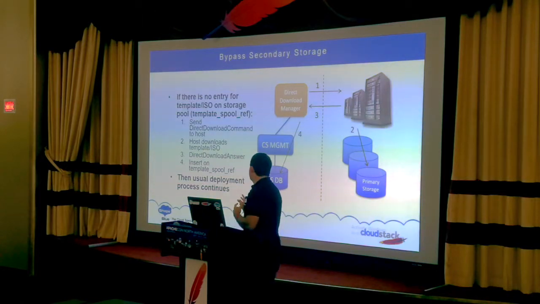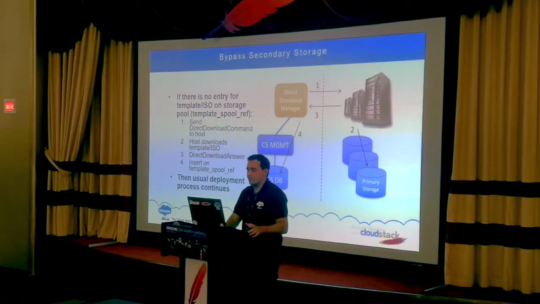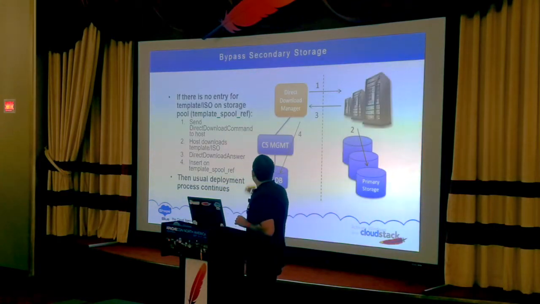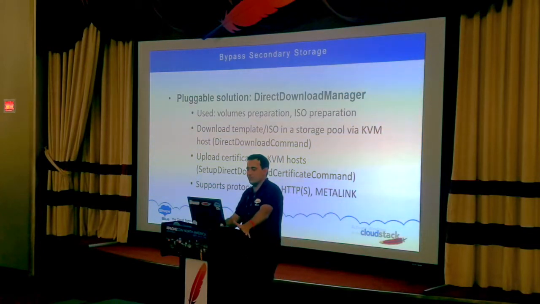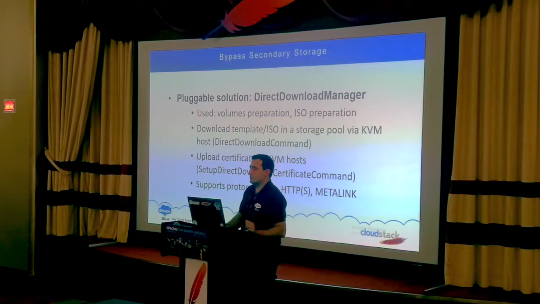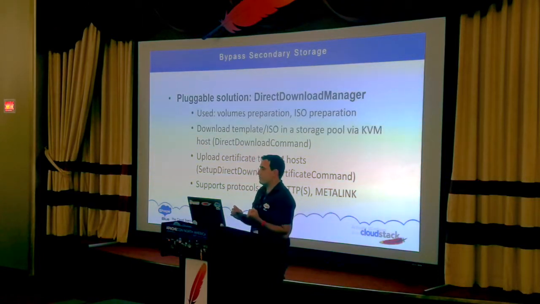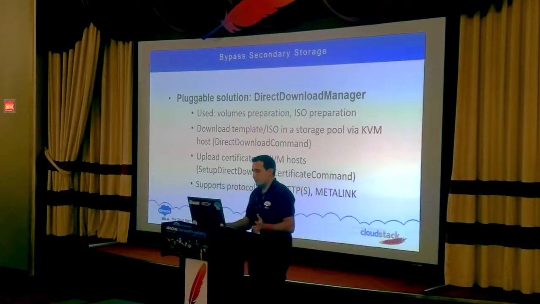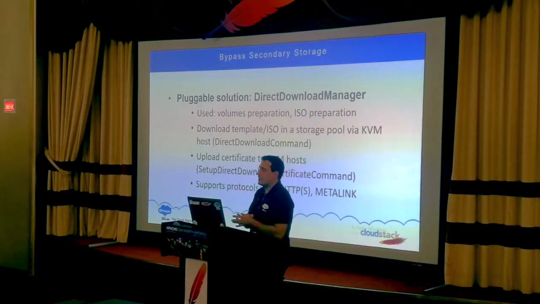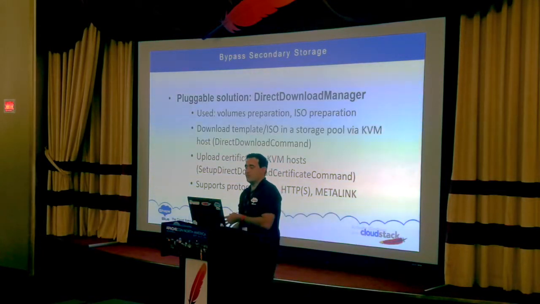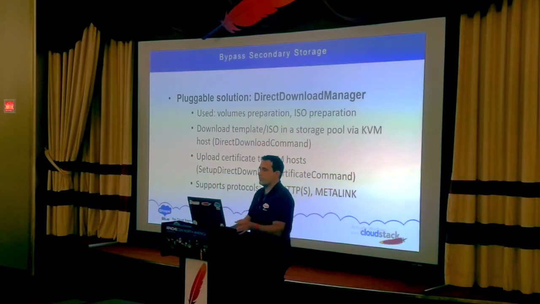We need to do this in order to ensure that the template is available at VM deployment time. That direct download manager, in orange, is this new manager, which is a pluggable solution, and it's used when the volumes and ISOs are prepared. Why is it a pluggable solution? Because, as you can see there, it supports multiple protocols. At the moment, it supports NFS downloads, HTTP and HTTPS, and metalinks, but it is possible to extend it with more protocols. It has the ability to explicitly tell KVM hosts to download templates into a specific storage pool, and it also has the ability to upload certificates into those hosts.